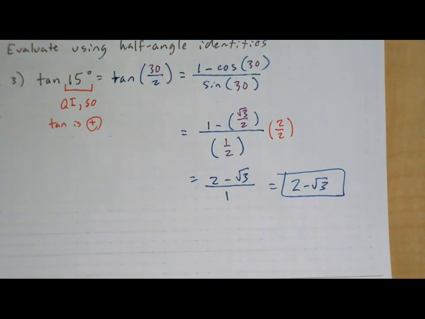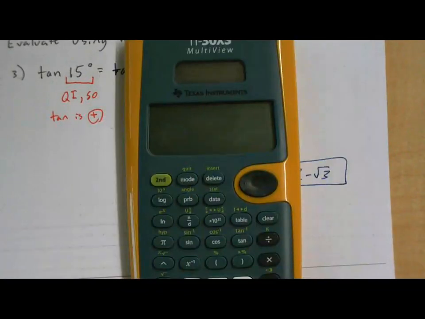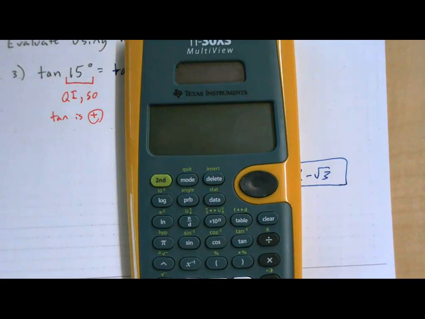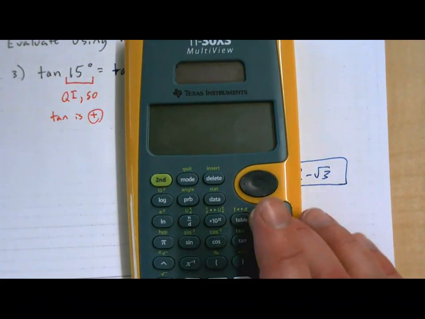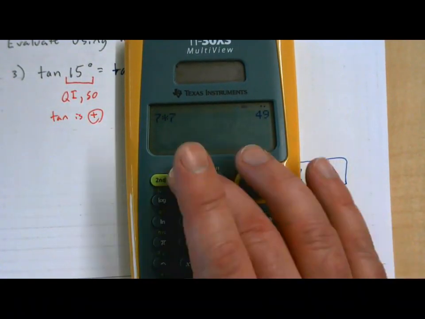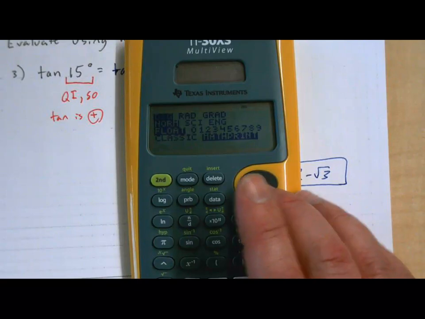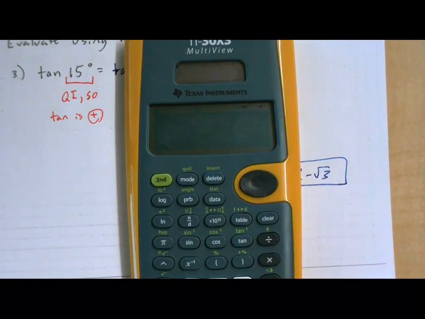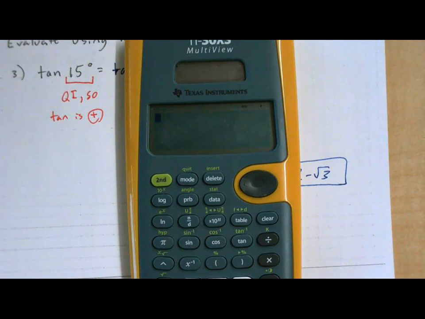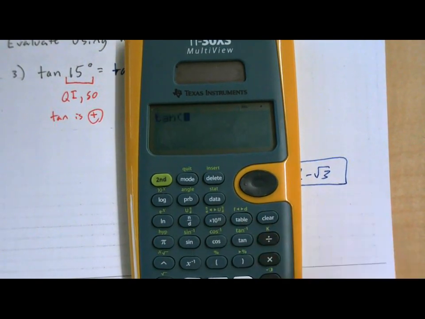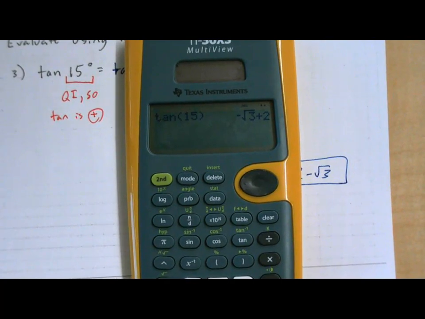One of the things I love about these types of problems is they are super easy to check. This is why I asked you to have your calculator out at the beginning of the period. Grab your calculator. Somebody borrowed mine, so I don't have it, but that's all. This will work. Make sure you're in degree mode. And type in the tangent of 15.